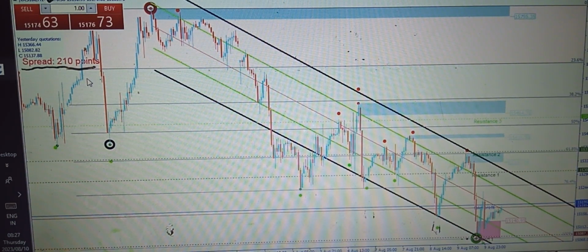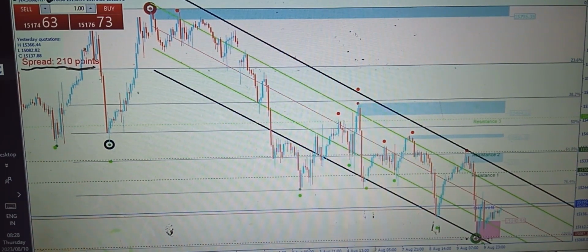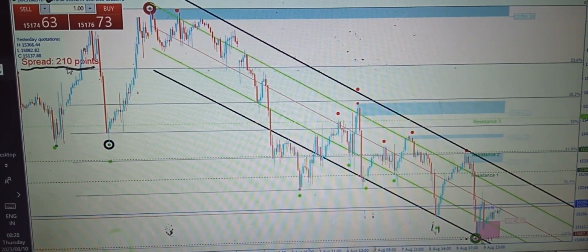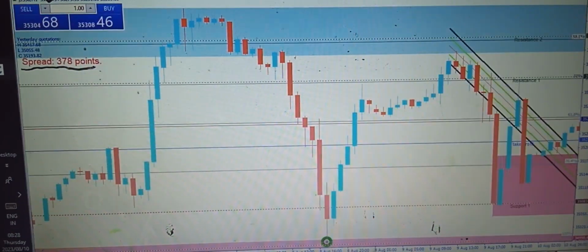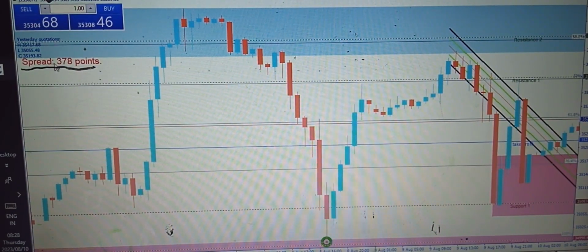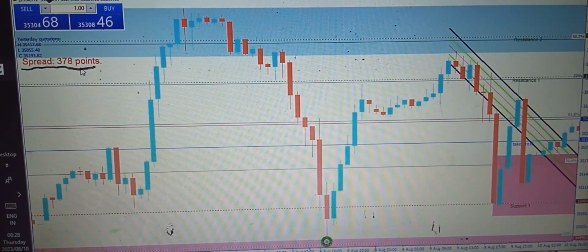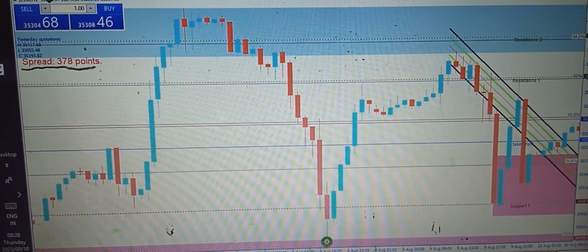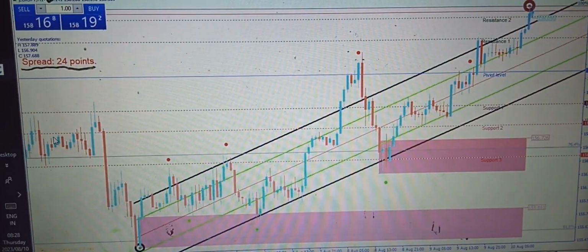The reason is that the spread of US30 is quite a lot higher than the spread of Nasdaq. As you can see, for Nasdaq it's 210 points, and for US30 it's 378 points. So the system will automatically give you the spreads. You don't even have to wonder how many spreads you have on a pair.